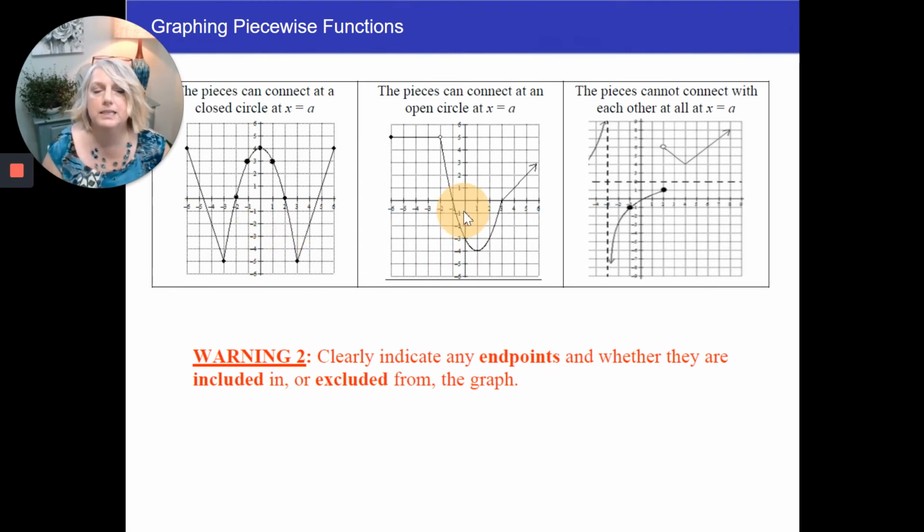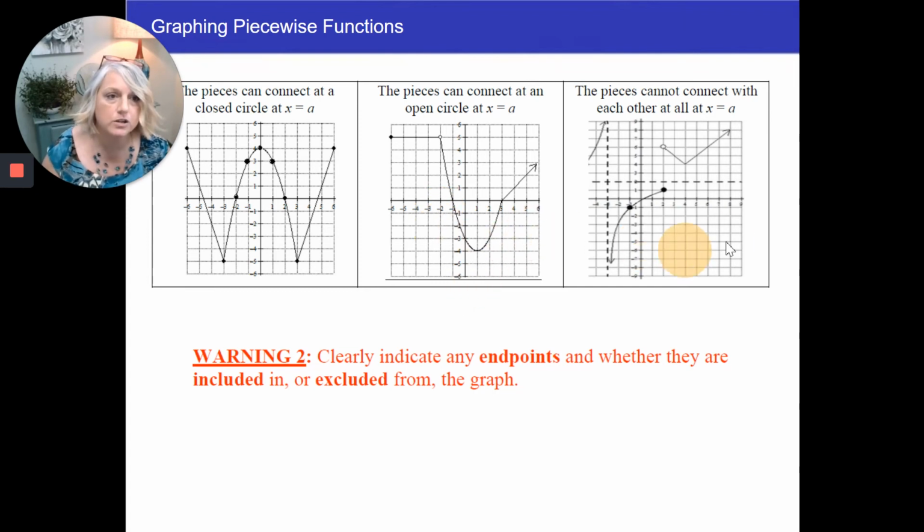You could have the pieces connect, but instead of having a closed circle, they have an open circle. And so it would be one of these things where it's discontinuous, but it still connects. It's just missing a single value. F of -2 for this example would be undefined.